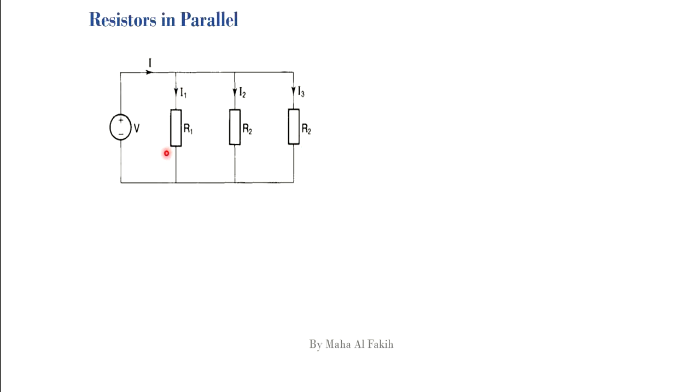So the voltage across R1 is equal to the voltage across R2 is equal to the voltage across R3, which is equal to V, the value of the supplied voltage. Now talking about the current in such a connection, we know that the current is the flow of charge. What happens if this flow reaches this point over here?